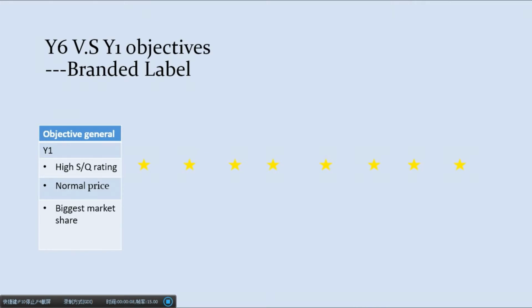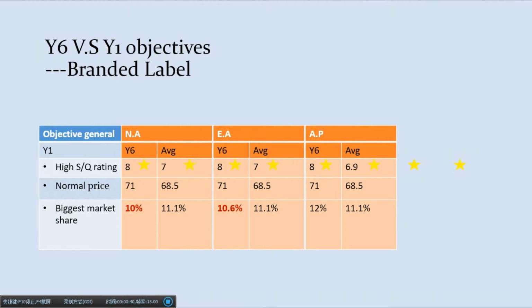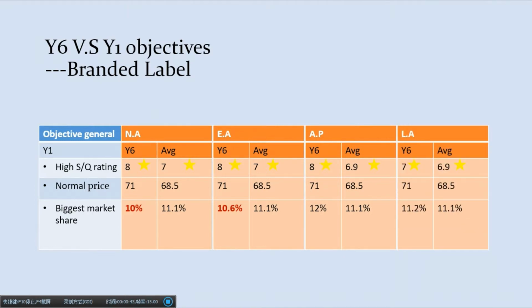Here we come to the comparison of objectives and strategies between the very beginning and year 6. At the very beginning, for branded label products, we held the objective that we want to make a high SQ rating with a normal price. To do that, we aim to seize the biggest share of the market. While in reality, like in North America and Europe Africa, we failed to achieve the average level of market share. Nevertheless, we have almost 1 star more than the average and set a favorable price.